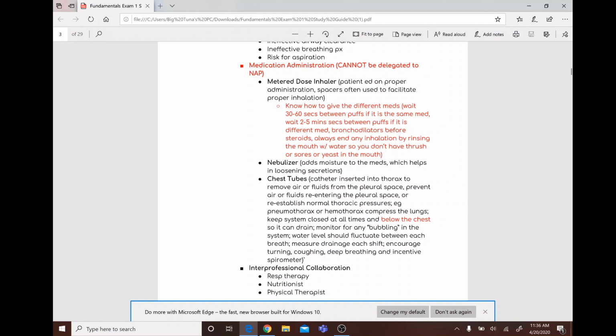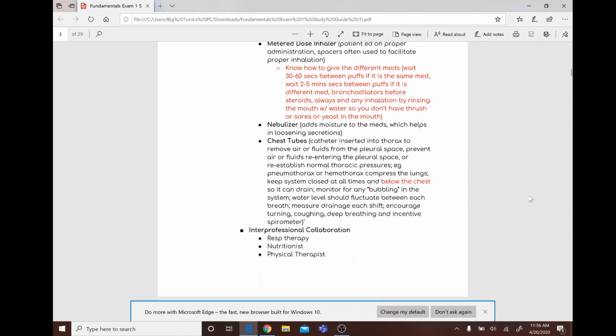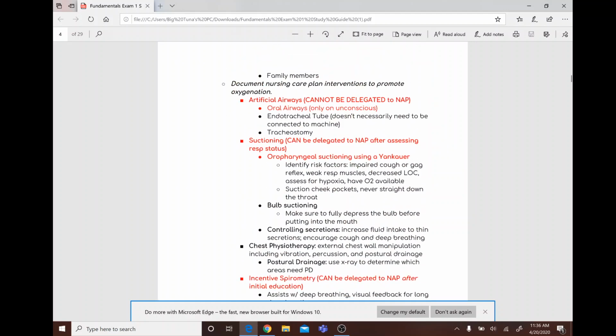What are chest tubes? Catheter inserted into thorax to remove air or fluid from the pleural space, prevent air or fluid from accumulating in the pleural space, or reestablish normal thoracic pressure. So pneumothorax. Okay, you want to keep the system below. Monitor for bubbling.